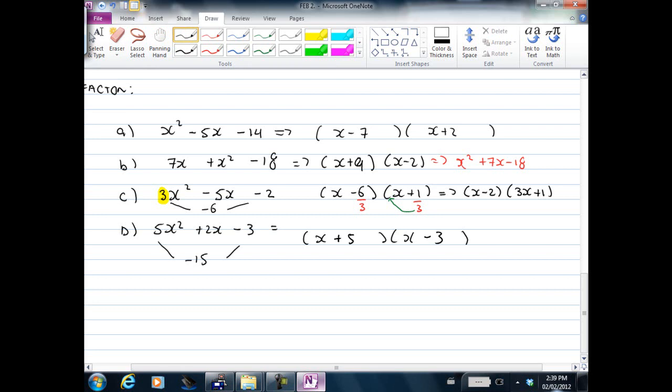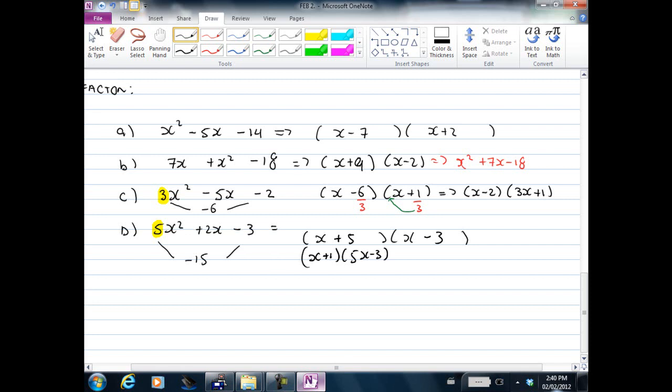We're not done yet. There's one more thing I didn't do. Jessica, what's the last thing I have to do? Divide by 5. See, the moment you have a coefficient here, we have to divide by that coefficient. So this really becomes x plus 1, 5x minus 3. So this is a short review and introduction to factoring.